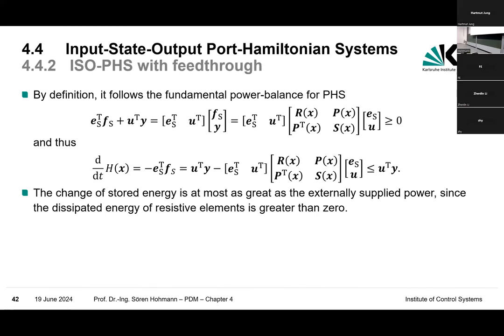So everything which goes in goes either out, but nothing is produced inside such a full Hamiltonian system. That's an important fact. It's either stored or dissipated, nothing more. So everything which is going in goes out, and that can be seen here.